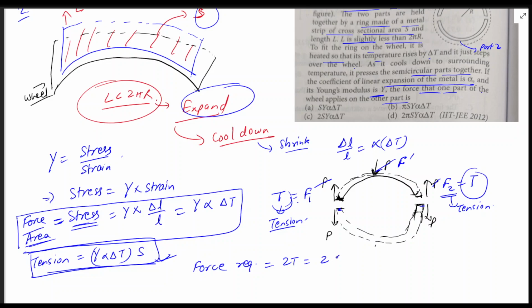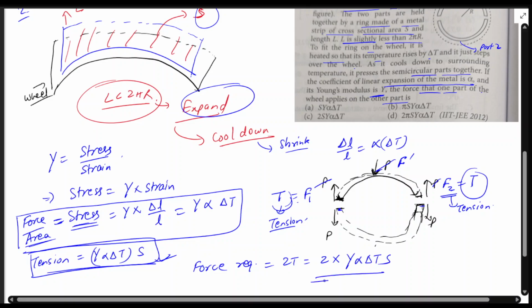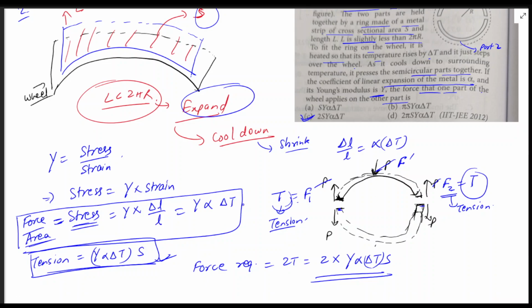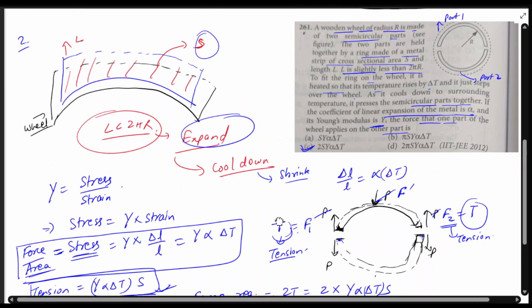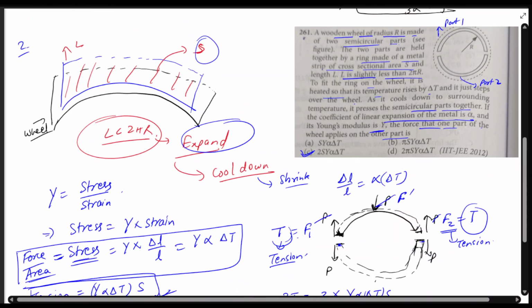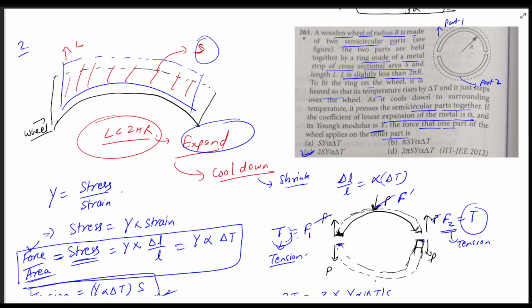So it will be 2 times Y alpha delta T S. So it will be option C. It's quite an interesting concept here. We have the concept of pressure, Young's modulus, and the concept of tension. So I will consider it a moderate one.